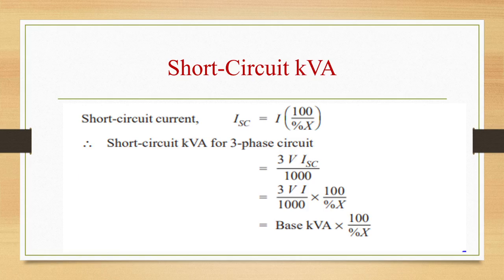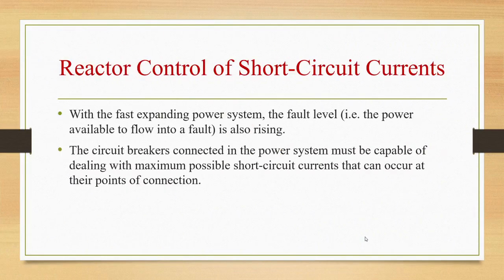Short circuit kVA for a three-phase circuit is 3V ISC by 1000. That is 3VI by 1000 into 100 by percentage X. The entire 3VI by 1000 is the base kVA, so short circuit kVA is base kVA into 100 by percentage X.